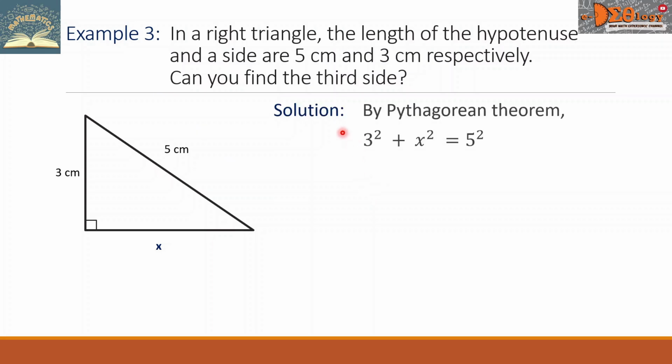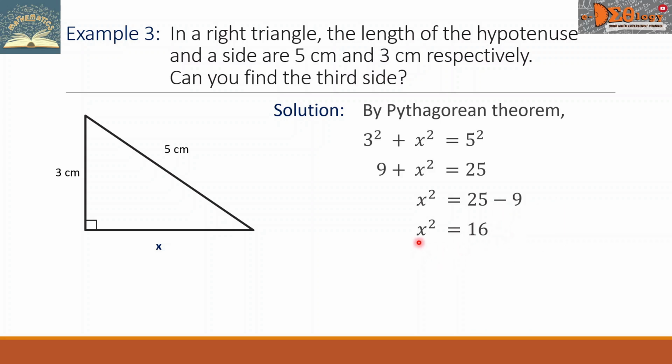By the Pythagorean theorem, we write now 3 squared plus x squared equals the square of the hypotenuse. We simplify 3 squared as 9, 5 squared is 25, then we copy the x squared. We isolate now this x squared. 9 is transposed to the right. 25 minus 9 is 16. So x squared equals 16.